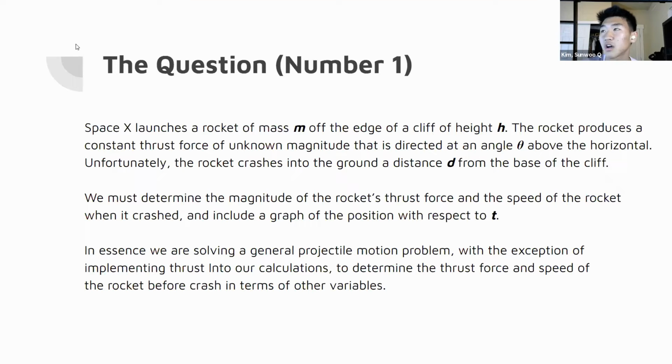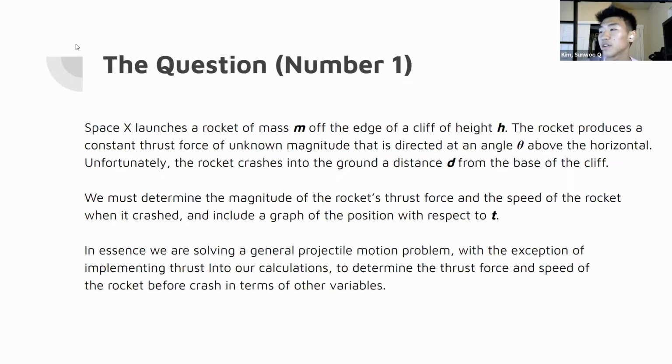So the question we're solving is question number 1, which is: SpaceX launches a rocket of mass m off the edge of a cliff of height h. The rocket produces a constant thrust force of unknown magnitude that is directed at an angle theta above the horizontal. Unfortunately, the rocket crashes into the ground at distance d from the base of the cliff. We must determine the magnitude of the rocket's thrust force and the speed of the rocket when it crashed, and include a graph of the position with respect to t.